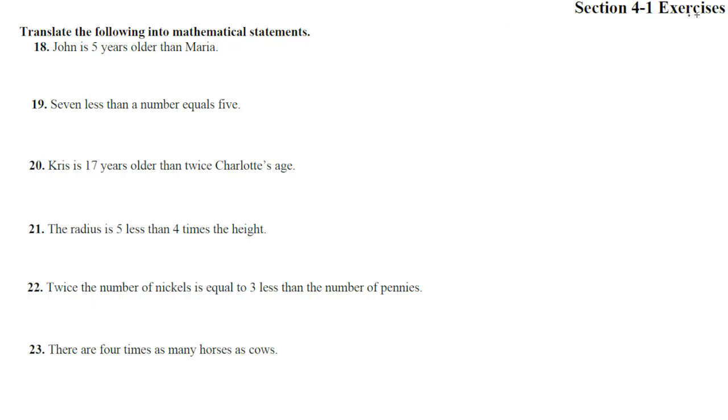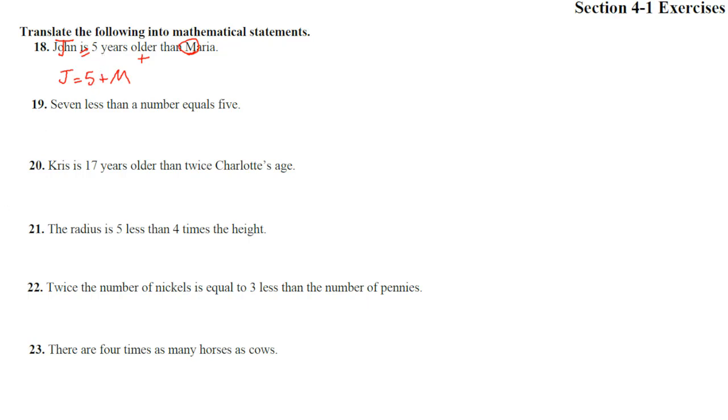Here we are in section 4-1, exercises numbers 18 through 23. Translate the following into mathematical statements. So we're going to use variables, and so here we have John. Let's put that as a J. Is going to be the equals 5 years older. Older is going to be a plus sign than Maria. So J equals 5 plus M. There we go. Now you could say Maria and then add 5 onto it. That makes sense. You could have an M plus 5 if you wanted there.